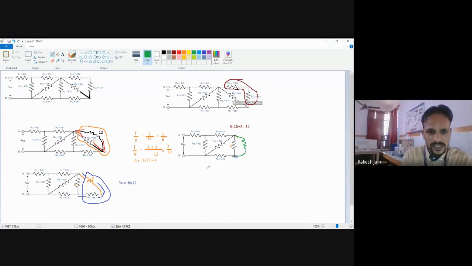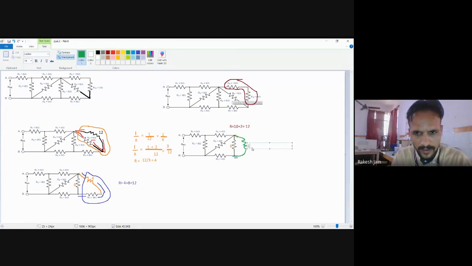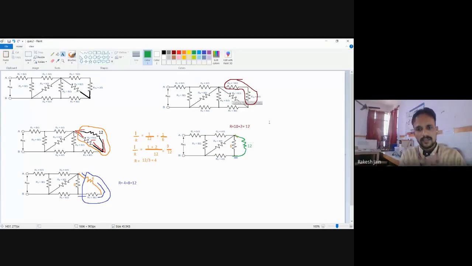And the value of this resistance is definitely 8 plus 4, that is 12. Okay. Now, once again see the circuit.